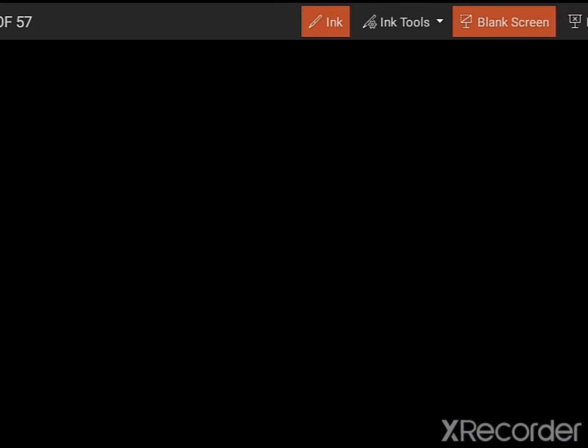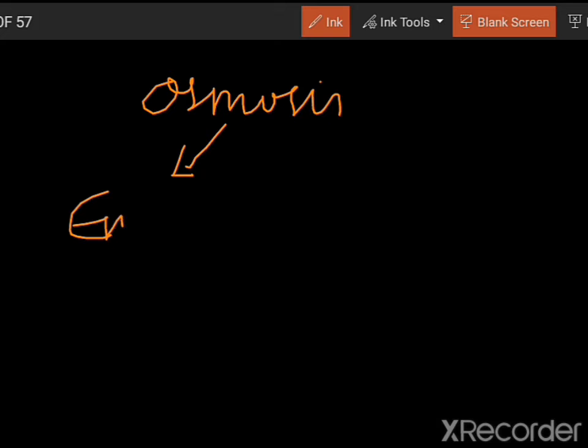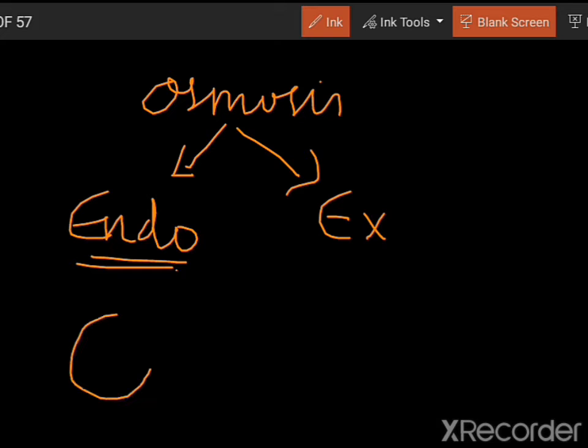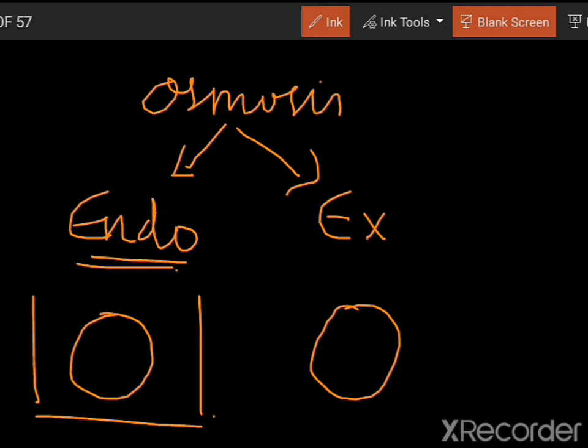Now, you might have studied in the previous chapters or in the previous smaller classes about the concept of osmosis. Osmosis can be of two types. One is known as endosmosis and another is known as exosmosis. So what is endosmosis? If this is the cell and I'm going to keep it in a medium, what happens is that water will move into the cell. Why is it moving into the cell? Because the concentration of water in the surrounding medium is high. Since the concentration of water in the surrounding medium is high, it rushes into the cell and it causes the swelling of the cell. This is known as endosmosis.